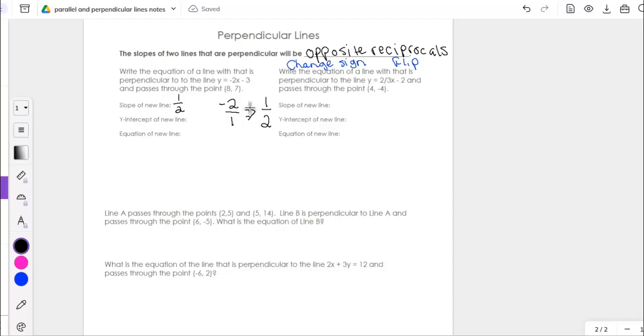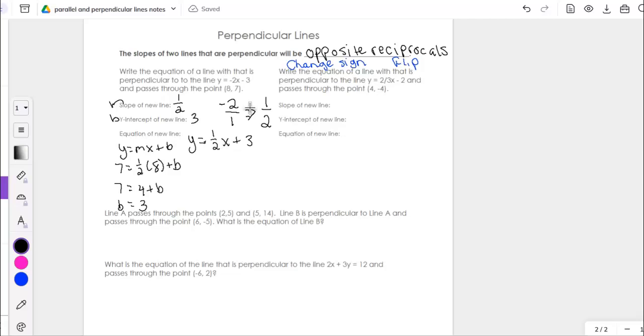So my slope of my new line is 1/2. Then find the y-intercept. You can do either way. I'm going to switch it up and do the y = mx + b way. I'm going to plug in 7 for y, 1/2 for m, and 8 for x. Solve for b. b has to be 3 here. So then my equation is y = 1/2 x + 3. Because remember, this is my m, and that's my b.